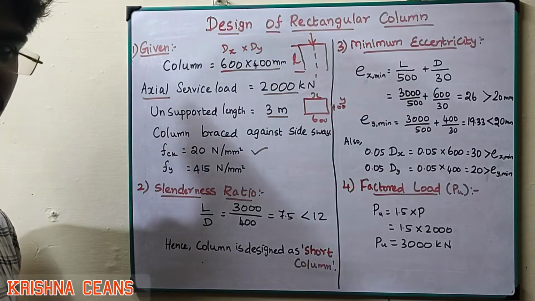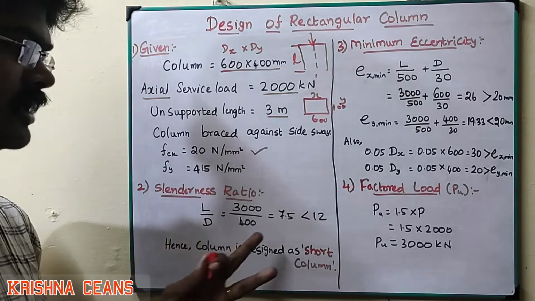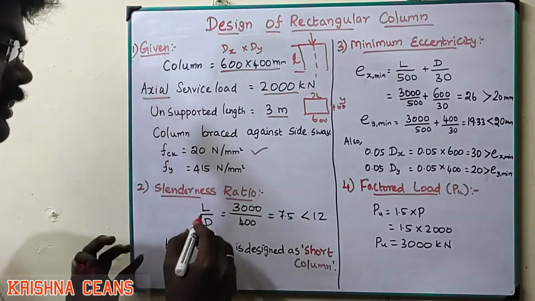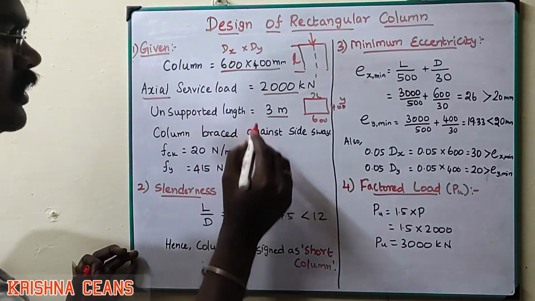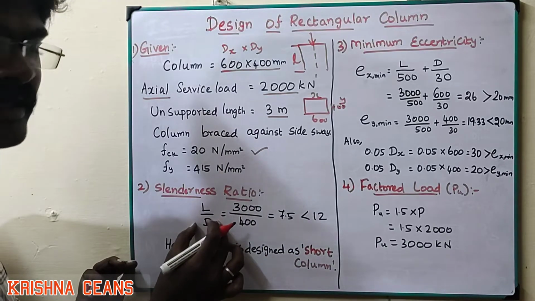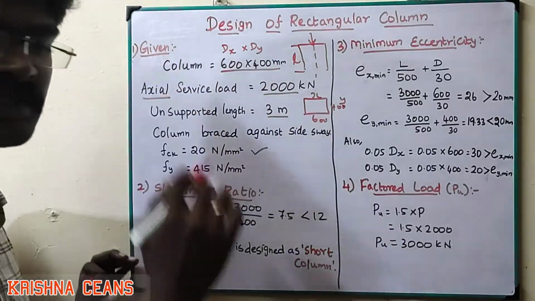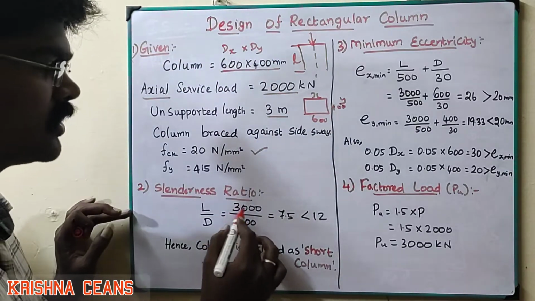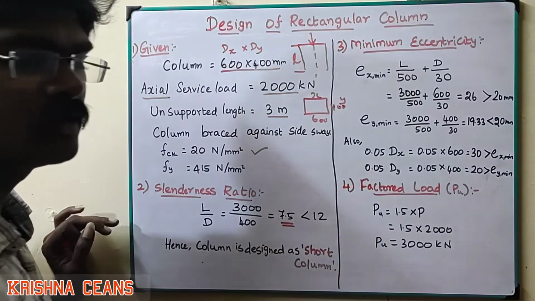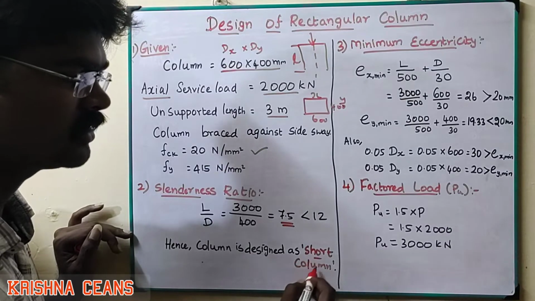We will go step by step. First of all, we have to check the slenderness ratio, whether L by D ratio is less than 12 or greater than 12. The unsupported length is 3, so 3000 divided by D. D is the least lateral dimension; for 600 into 400, the least is 400 mm. So 3000 divided by 400 is equal to 7.5, which is less than 12. Hence the column is designed as a short column.